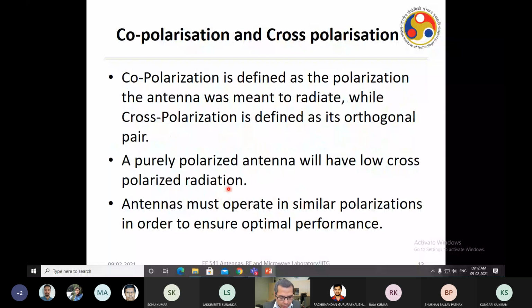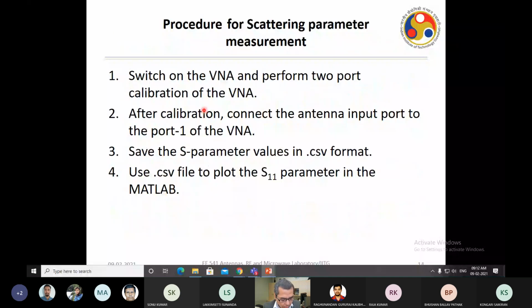One thing you need to know is what copolarization and cross polarization are. That should be very clear. Your copolarization measurement and cross polar measurement should be a little bit different. These steps are already given in your manual, so I'll not read them out for you.